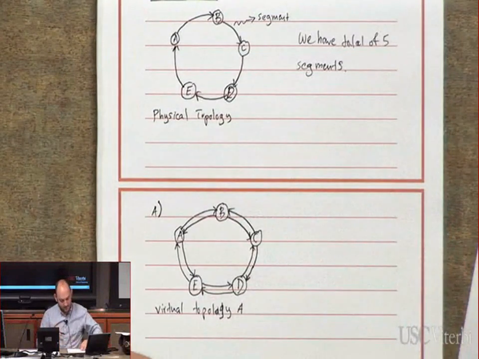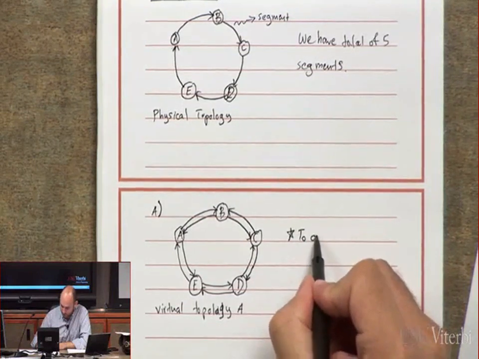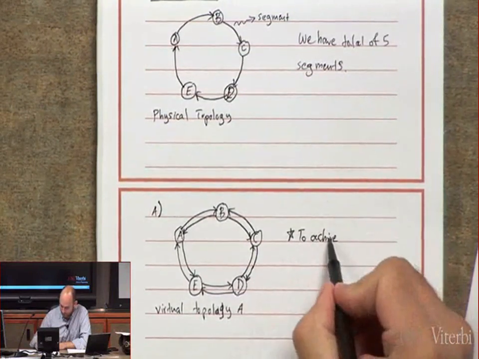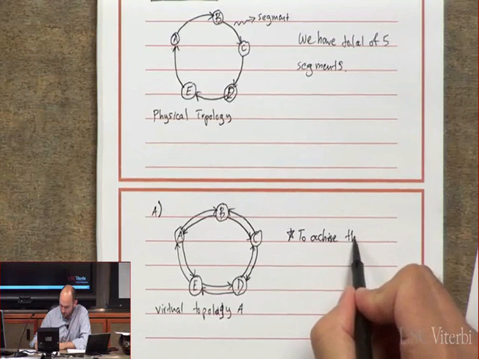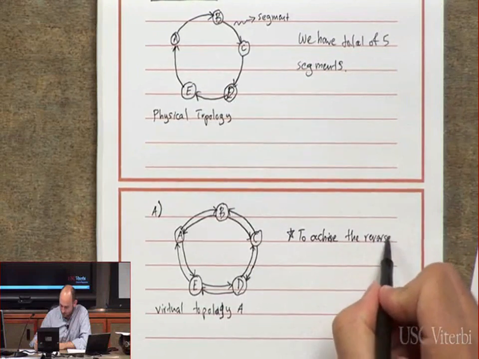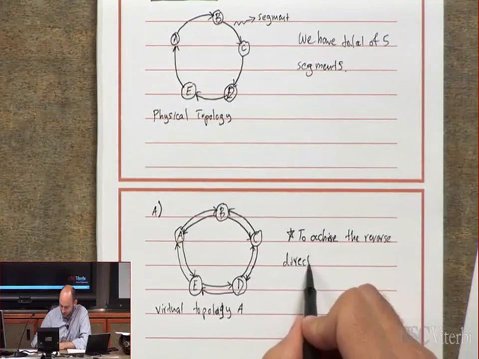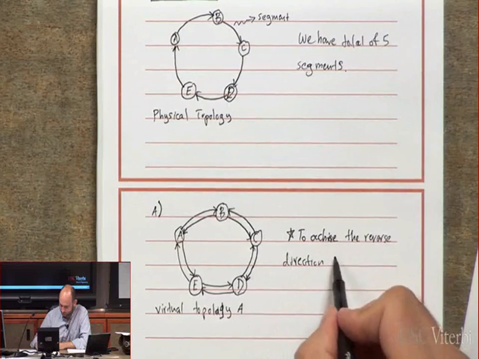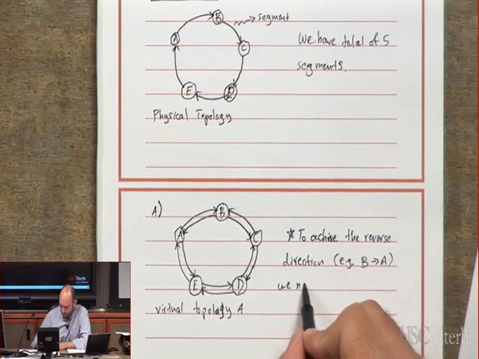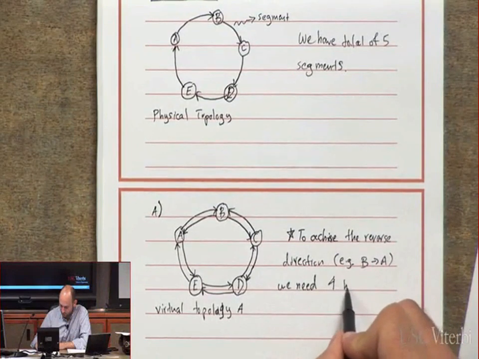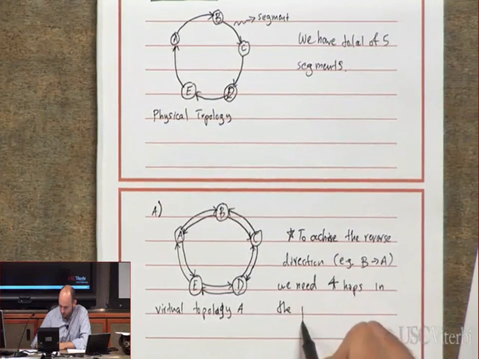All right, good. Now, let me just put a note over here to achieve the reverse direction, e.g. B to A, we need 4 hops in the physical topology.